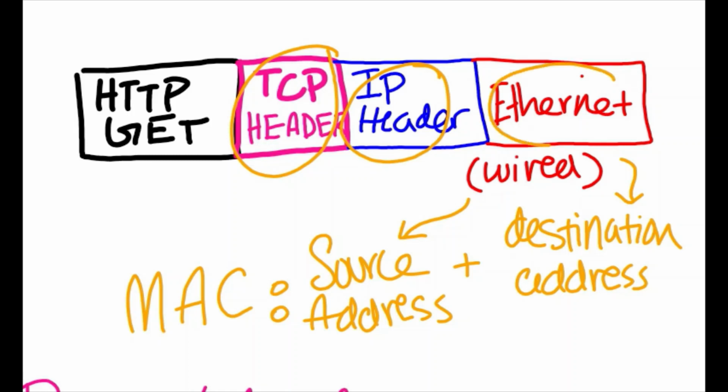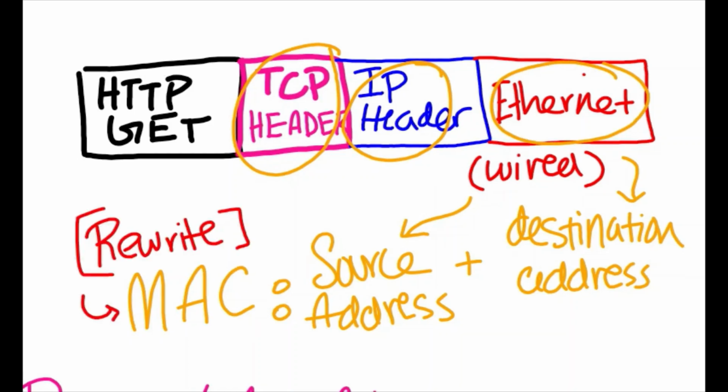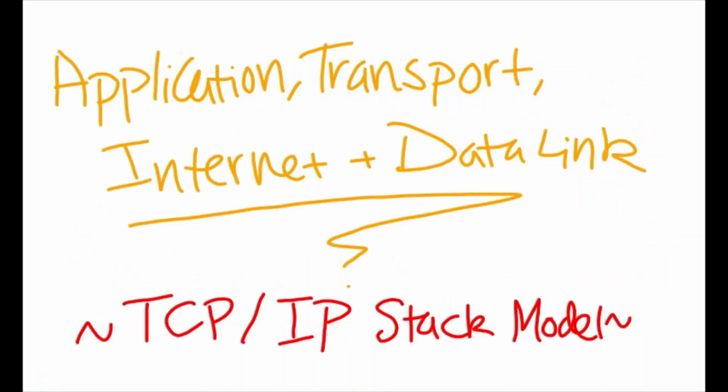Every time we transmit a packet across the network, we need to rewrite the source and destination MAC addresses because the packet will be transiting between new physical devices. And those are all of our layers. I hope this video helped you to understand the TCP/IP stack and its importance in networking.